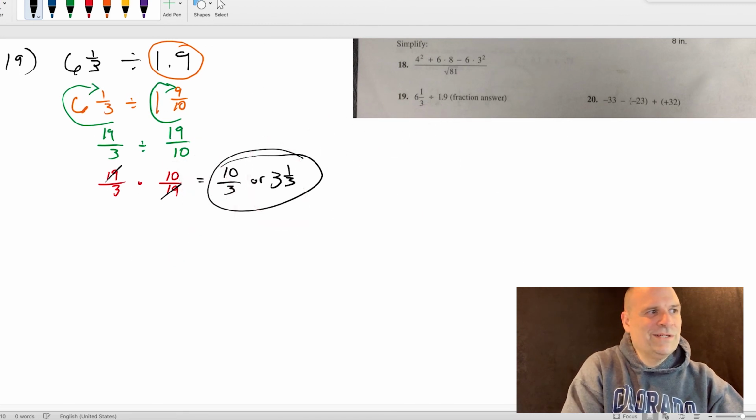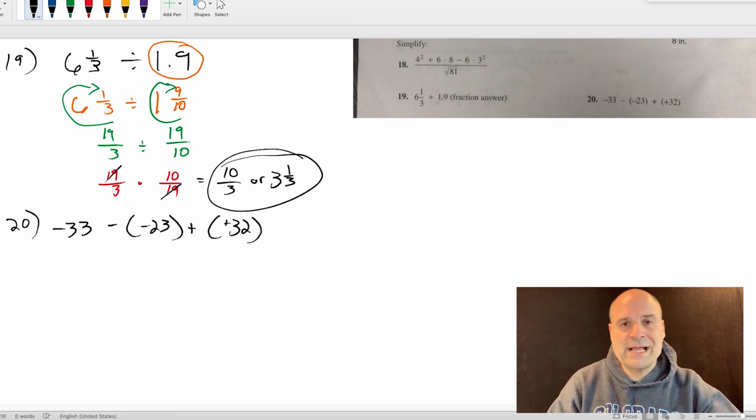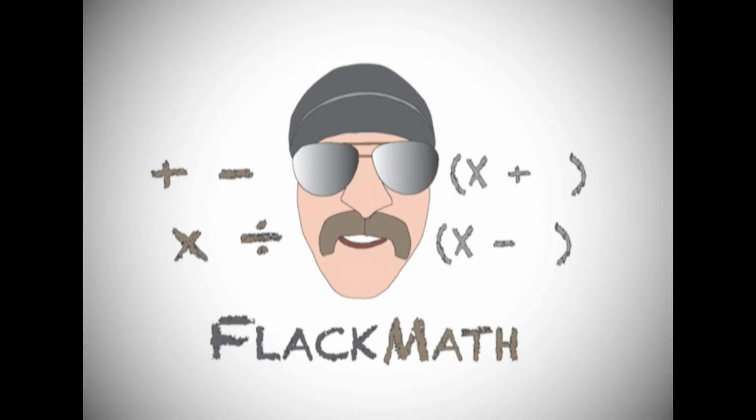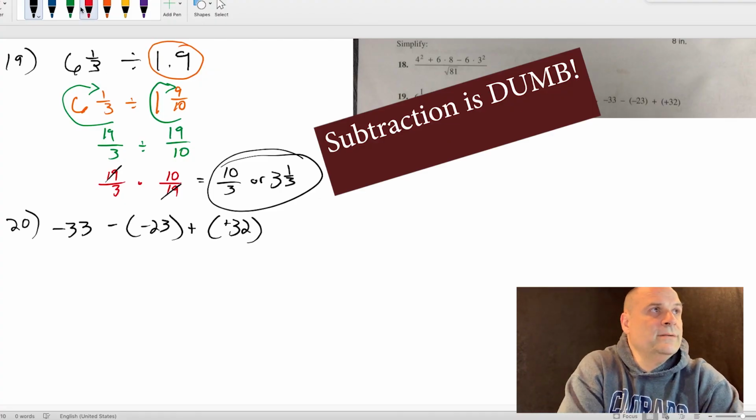Last one, number 20. Negative 33 minus negative 23 plus positive 32. All right, first of all, subtraction is dumb. Say it. I'll wait. I'm not moving on until you say it, so say it. Okay, subtraction is dumb. Some of you didn't say it.